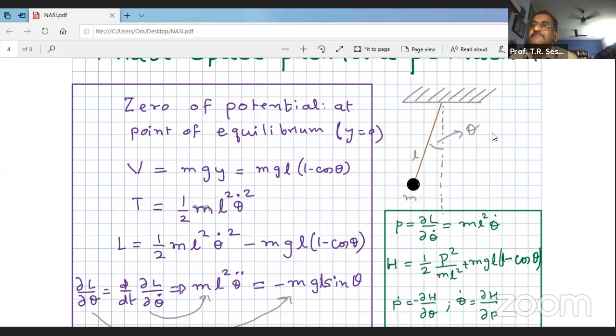Okay, so now I have this pendulum. I have a pendulum of length L, and there is this mass M, the mass of the bob. At any time during its dynamics, the angle made by the suspension of the pendulum with the vertical, I call the angle theta. So now let us set up the Lagrangian. I choose the zero of the potential at the point of equilibrium, that is when the mass is straight down.